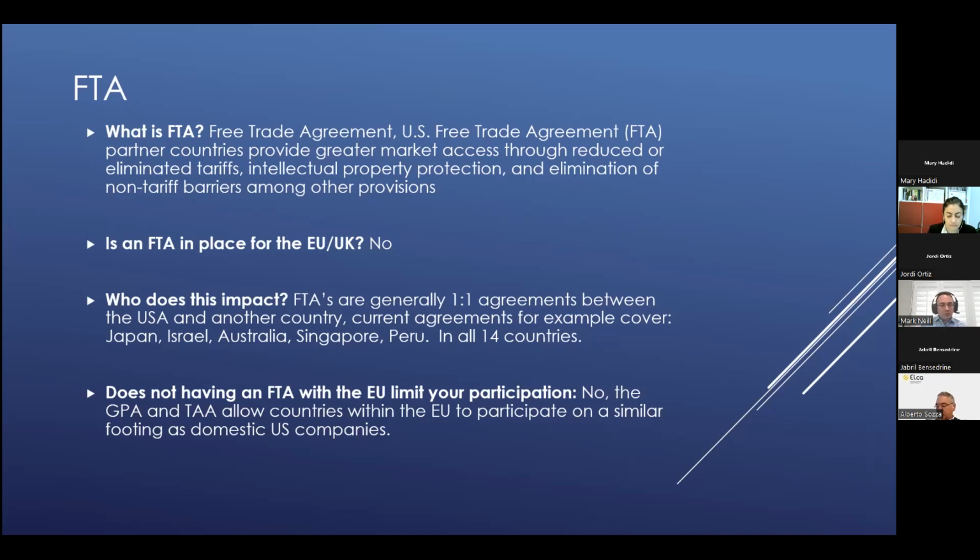I hope that answers our questions. So I wanted to set the framework. So basically, if I summed it up, are you as a European-based company allowed to bid on US jobs? Yes. And why? Because of the World Trade Organization and because of the GPA provisions.